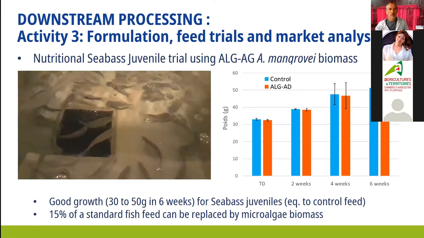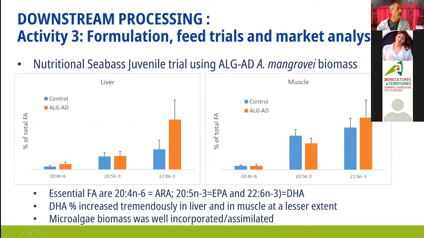And then we fed our Seabass juveniles for 6 weeks with the control diet and the algae diet. A good growth was obtained with both fish feeds, the standard one and the algae one. And the nutritional trial revealed that 15% of standard fish feed can be replaced by our microalgae biomass.